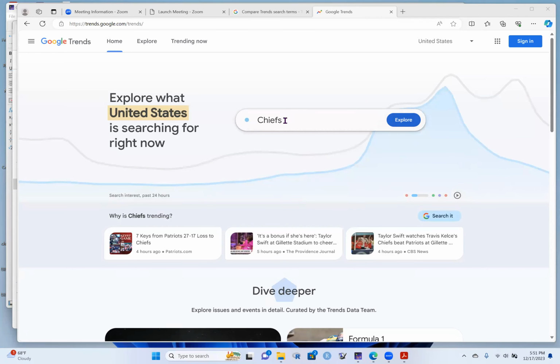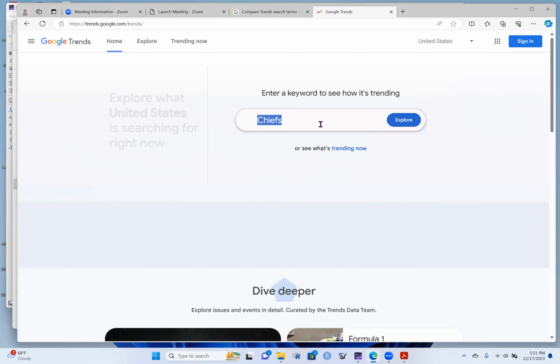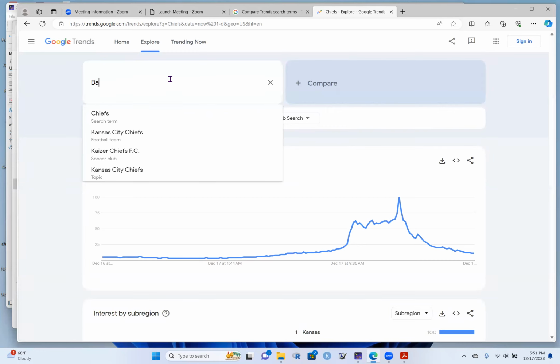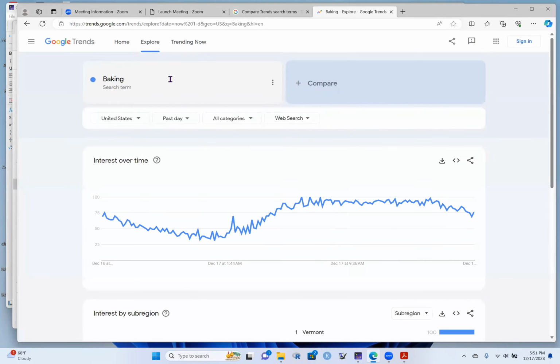We're going to use Google Trends to compare interest in baking over time in 3 different countries. So to get started, we click on Explore, and then we type baking in the first box. And by default, it's showing the United States. Let's click again on another box and type baking again.